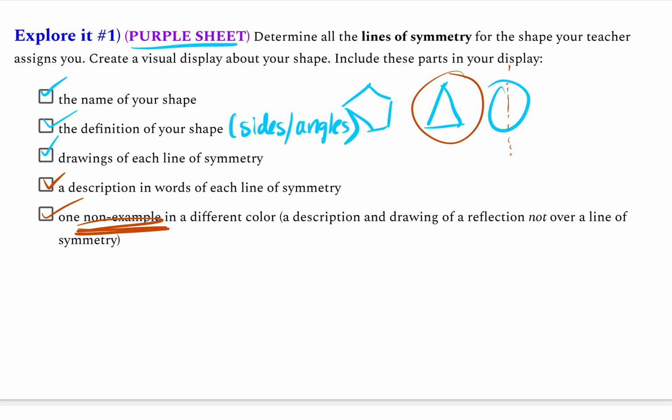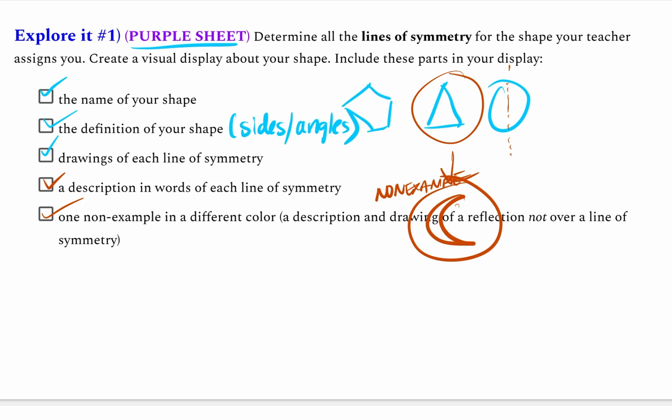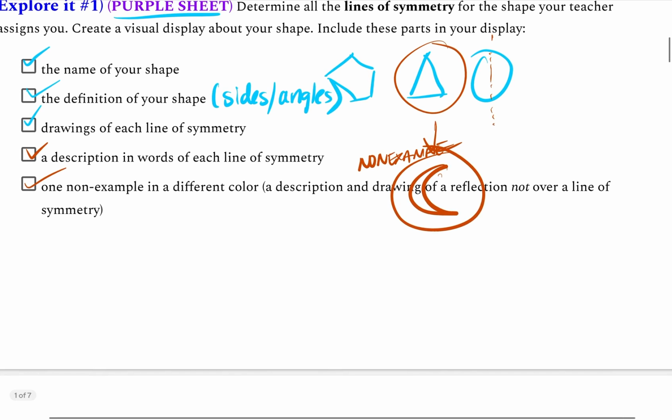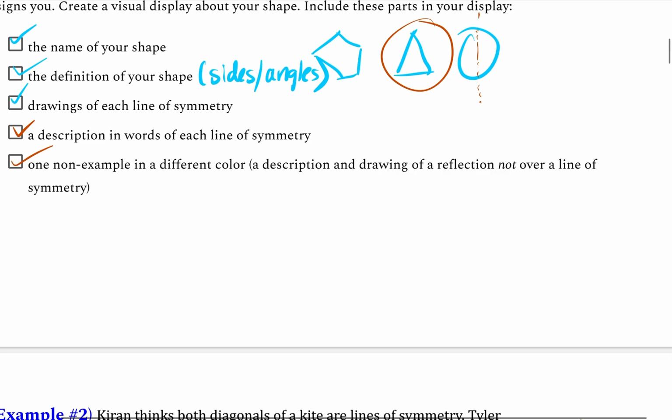If you understand what something is and what it is not, the non-example can shed light on what something actually is. Duality. A description and drawing a reflection, not over a line of symmetry. Okay? Let me not get too deep.